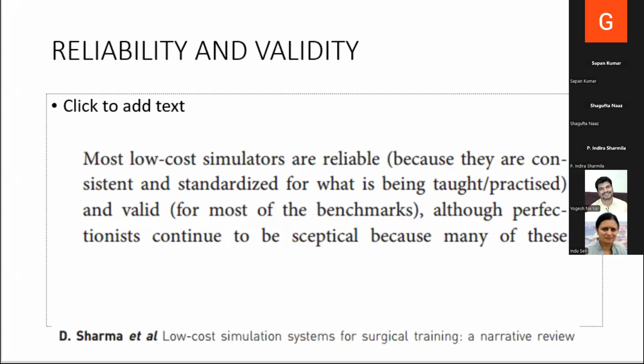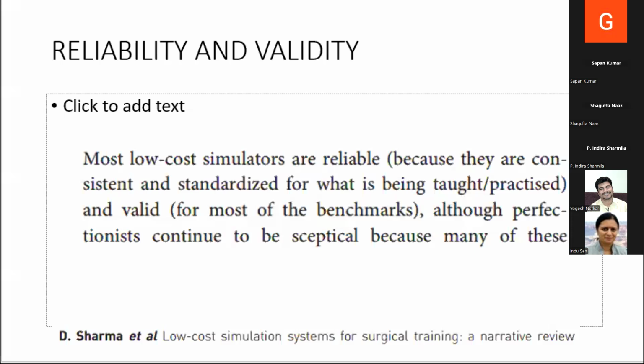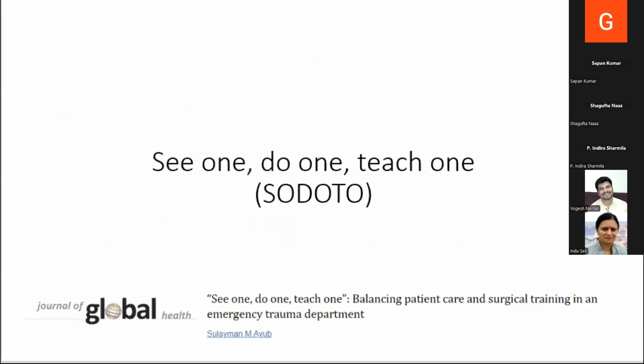So I agree there are certain drawbacks or limitations of low-cost simulation, but definitely we need to work to make low-cost simulations reliable and valid. But looking at a country like India, where we have severe resource constraints, we need to go ahead with something low-cost and something which will be more accessible to all.